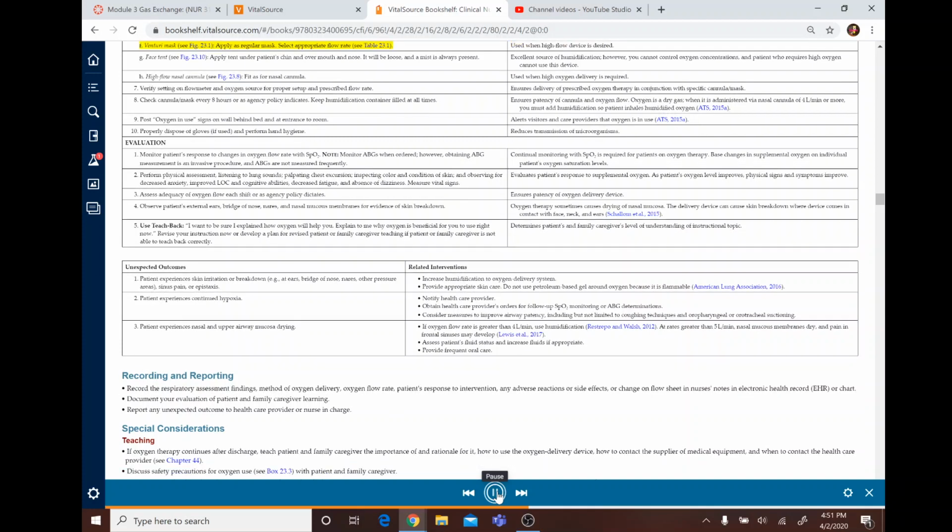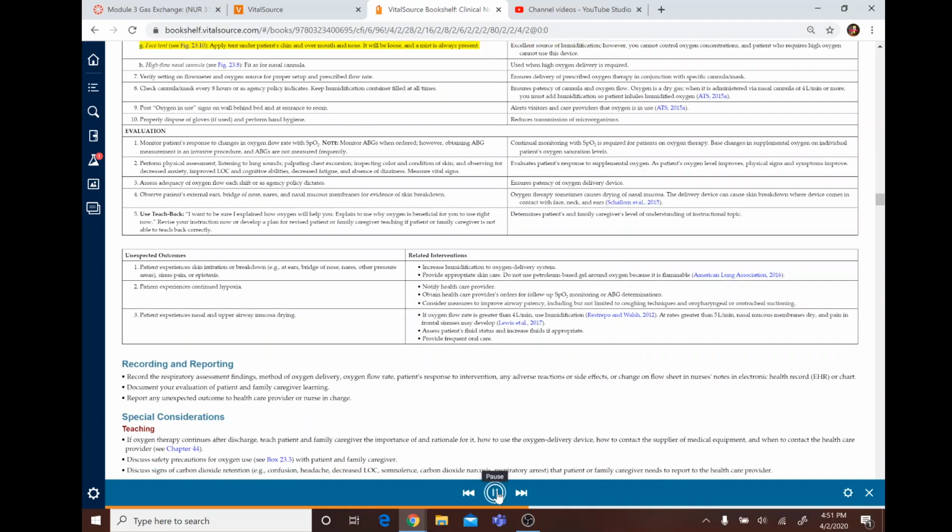F. Venturi mask, see Fig 23.1. Apply as regular mask. Select appropriate flow rate, see Table 23.1. Used when high flow device is desired. G. Face tent, see Fig 23.10. Apply tent under patient's chin and over mouth and nose. It will be loose, and a mist is always present. Excellent source of humidification, however, you cannot control oxygen concentrations, and a patient who requires high oxygen cannot use this device.